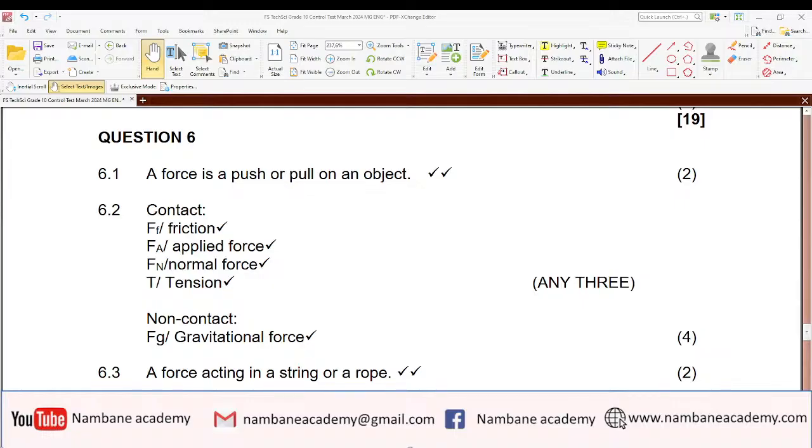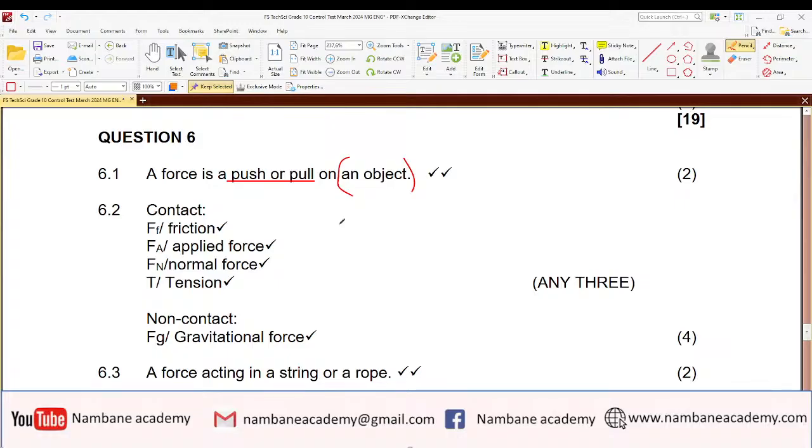Consider a car towing a trailer along a horizontal road. Study the diagram below and answer the questions that follow. Define the term force. Ladies and gentlemen, it is 2 or 0, but if the learner just gives us it is a push or a pull from grade 9, let's accept and give 2 marks. The word object can be now in brackets because it's not necessarily important to say of an object. It can be a push or a pull that is sufficient for us to give 2 marks.